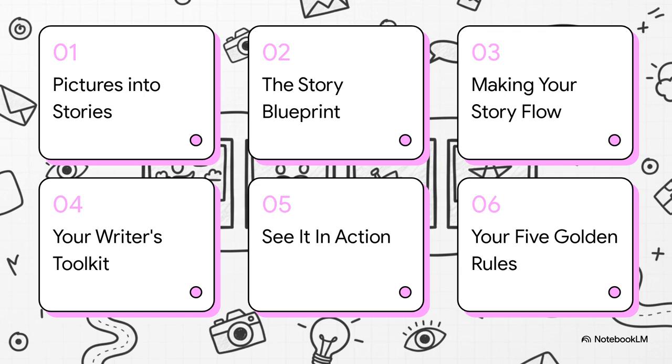So here's our game plan for today. First, we'll cover the basics of writing from pictures. Then I'll show you this amazing 4-part story blueprint. After that, we'll get into how to make your story flow smoothly. And I'll even give you a few cool tools for your writer's toolkit. We'll check out an example in action, and then we'll wrap it all up with 5 golden rules you can use every single time you write.